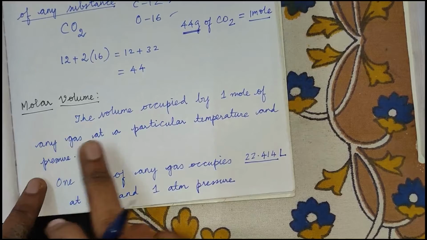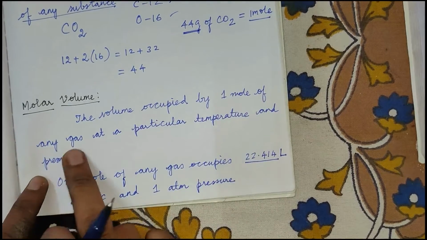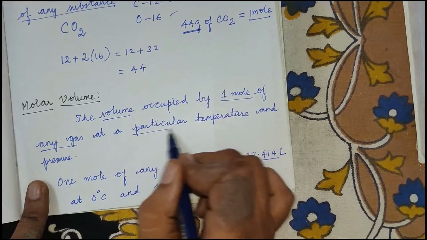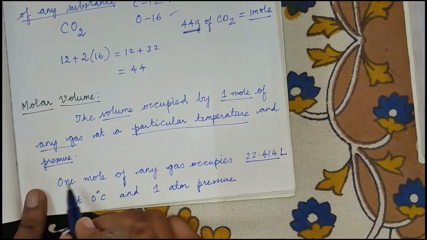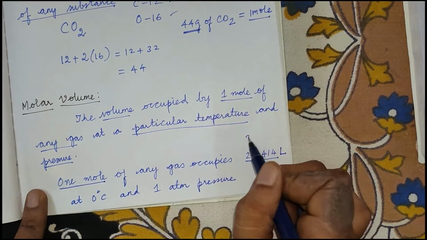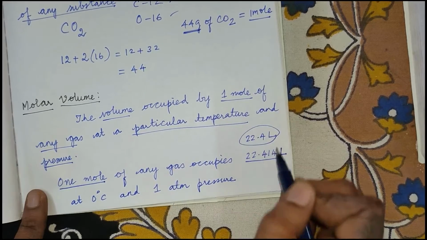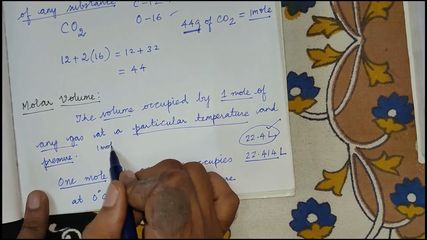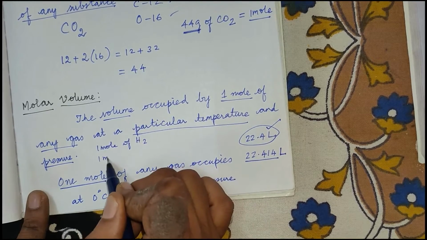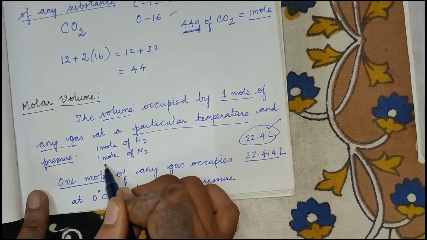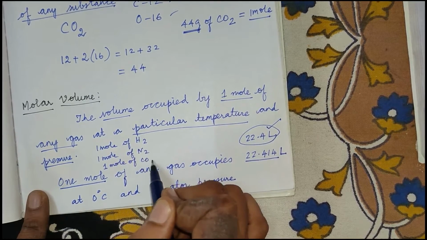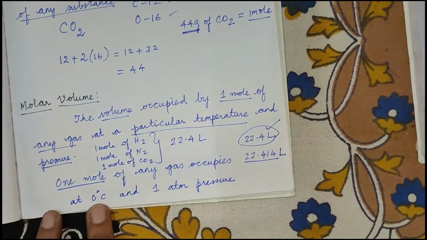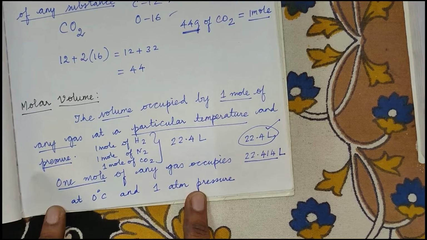Molar volume, next one. The volume occupied by 1 mole of any gas. It is a volume occupied by 1 mole of any gas at a particular temperature and pressure. In general, 1 mole of any gas occupies 22.4 liters. It is going to be 22.414. We can take it as 22.4. So 1 mole of hydrogen, 1 mole of nitrogen, 1 mole of carbon dioxide or 1 mole of any gas will be equal to 22.4 liters approximately at 0 degrees Celsius and 1 atmosphere pressure.